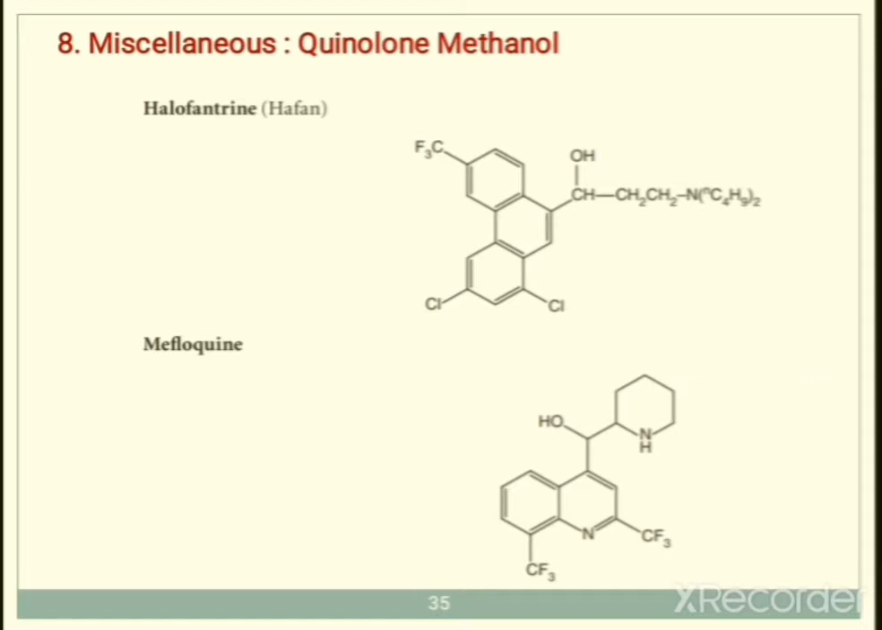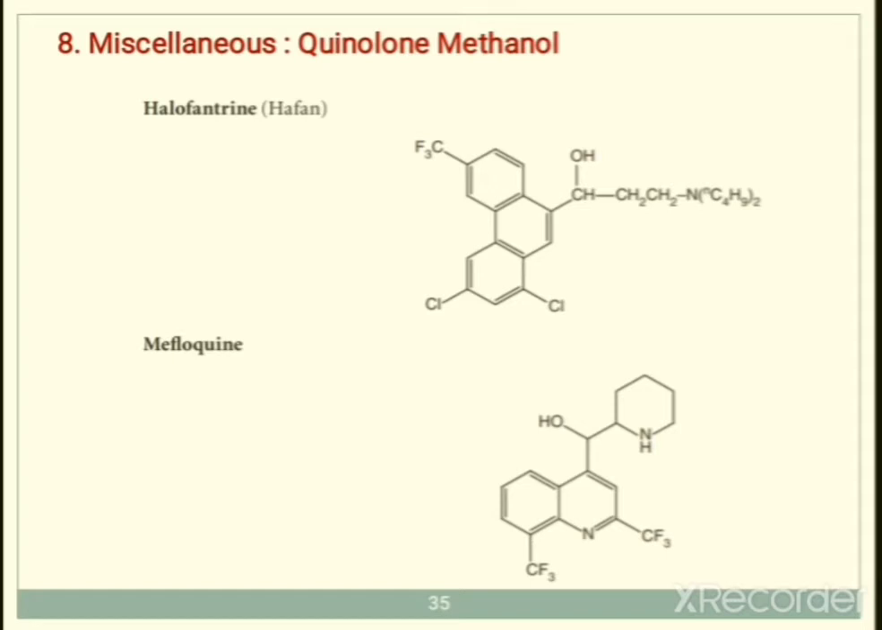So now in today's session we will discuss the further classes of these antimalarial agents. In that, the miscellaneous class, that is the 8th class of these antimalarial agents. So this miscellaneous class is also called quinoline methanol derivatives. Okay, quinoline methanol derivatives. In that, basically two examples: halofantrine and mefloquine.